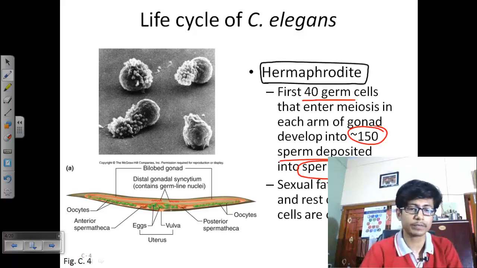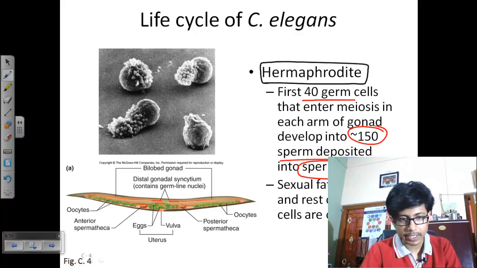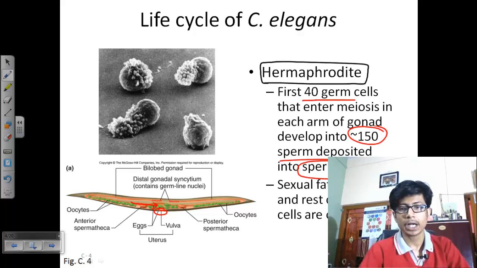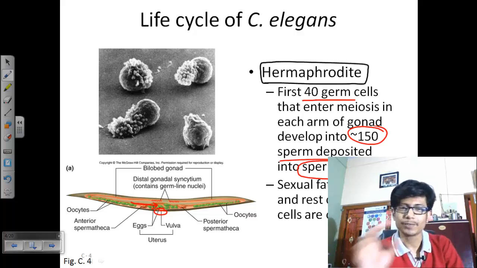Once they produce those approximately 150 sperm, see, this is the posterior spermatheca, this is the anterior spermatheca. These are the regions where oocytes are present, where the eggs are present. As the oocytes start to develop, they are pushed toward the region where the eggs are developed, where there is a small opening called the vulva through which the eggs will come out. This region is completed with the uterus. So the first 150 of those cells will ultimately turn into sperm cells.